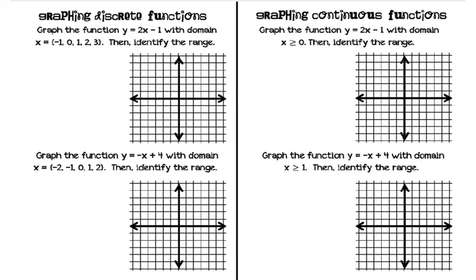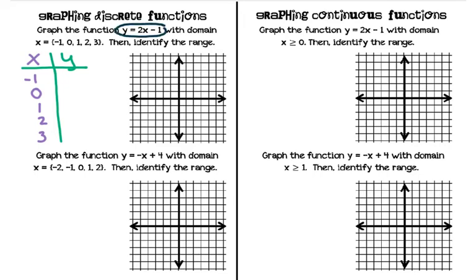All right, so let's focus on graphing discrete and continuous. So graph the function with the domain -1, 0, 1, 2, 3, then identify the range. So the best way to do this is to create those function tables we did. Okay, so our x values are -1, 0, 1, 2, and 3. And we need to find the y. So we are using our function rule to find that.